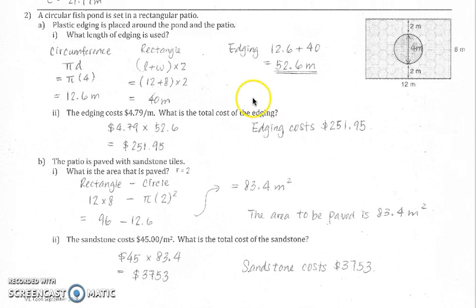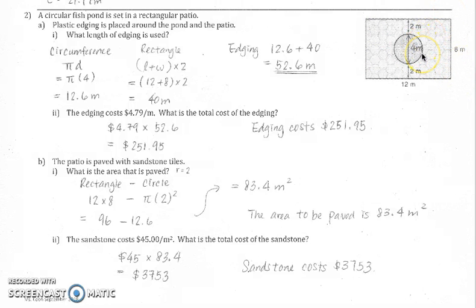Number 2. A circular fish pond is set in a rectangular patio. A. Plastic edging is placed around the pond and the patio. What length of edging is used? So here, if you take a look at the diagram, we need to put plastic edging around the circle and also around this rectangular shape. We need the dimensions of the rectangles, so we have those. Length is 12 meters and the width is 8 meters.